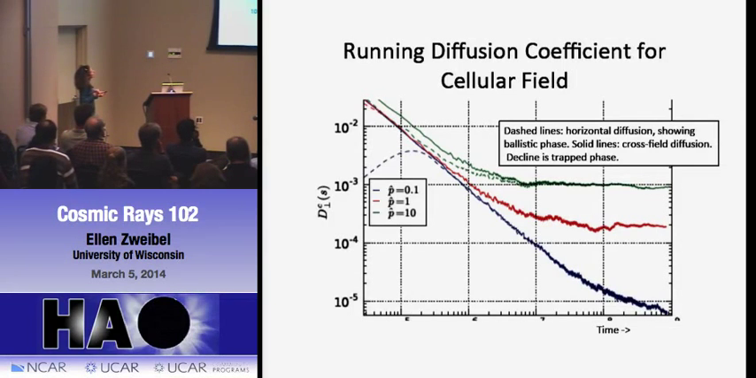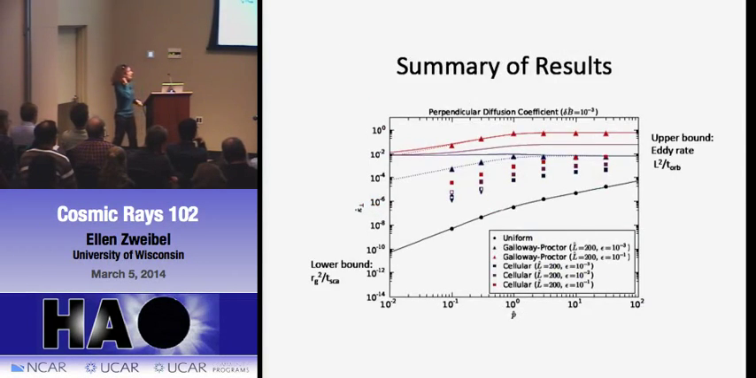The dashed lines are similar to what you saw before, and this increase here is kind of the ballistic phase. This is the particles undergoing horizontal transport as they migrate around a cell. But eventually, the dashed and solid lines converge to a fixed value. So this is the p equals 10 case. Remember, the diffusion coefficient was about 10 to the minus 6 for a uniform field. It's 10 to the minus 3 in this particular case. So the cross-field diffusion is definitely enhanced.